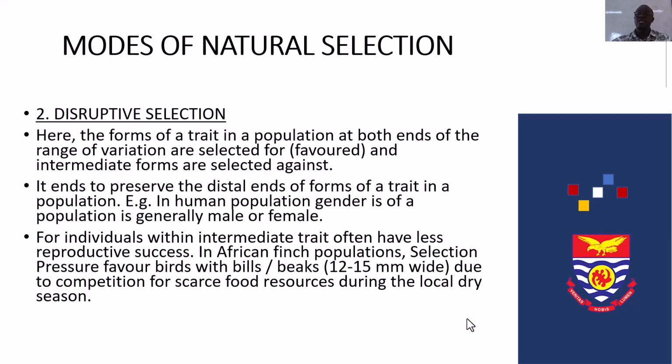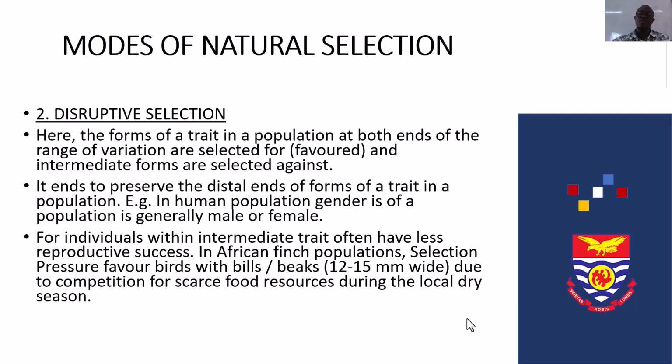Disruptive selection. Here, the forms of a trait in a population at both ends of the range of variation are selected for, favored, and intermediate forms are selected against. It aims to preserve the distal ends of forms of a trait in a population. Example: in a human population, gender is generally male or female. Individuals with intermediate traits often have less reproductive success.